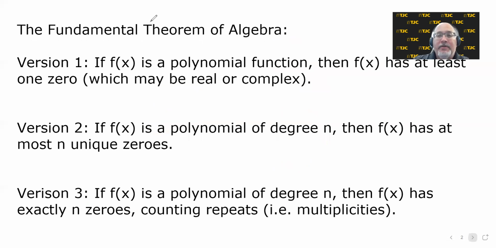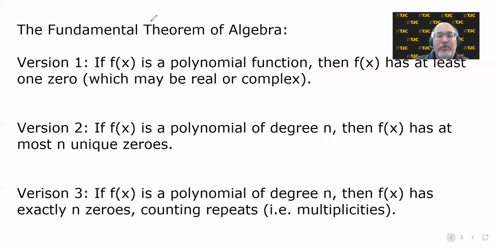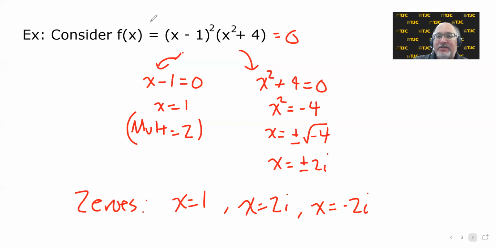Version 1, there's at least one 0. Yeah, we found 3 of them. Version number 2, there's at most n unique zeros. Well, in this function, this is a 4th degree polynomial.